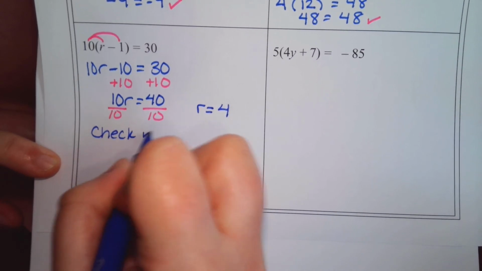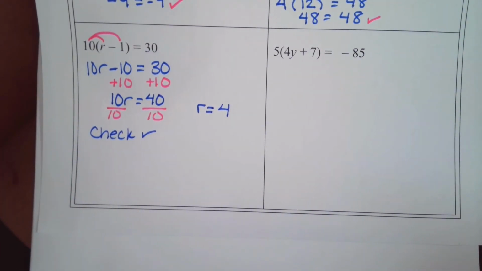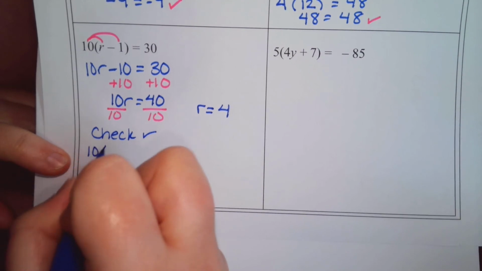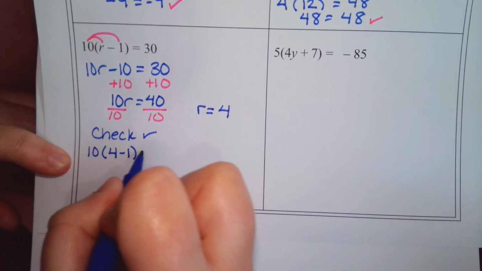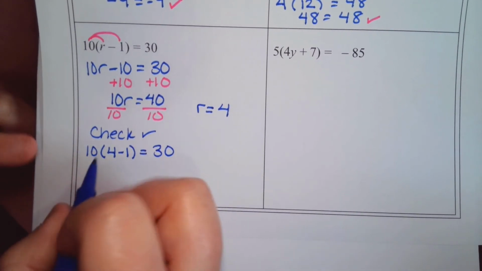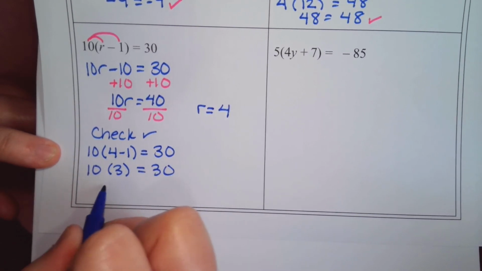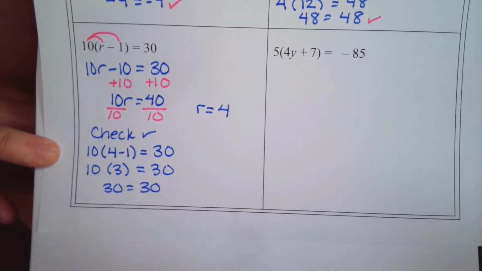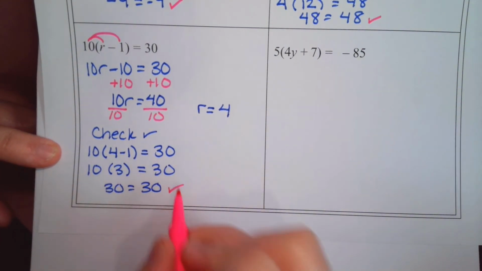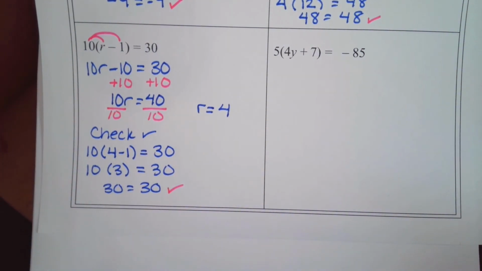Not done, because we now have to check our work. So we have 10 times 4 minus 1 is equal to 30. 10 times 3 is equal to 30. And look at that, 30 is equal to 30. So it checks out and we are clear.